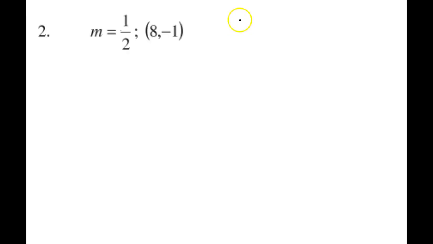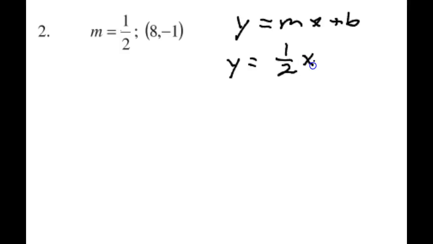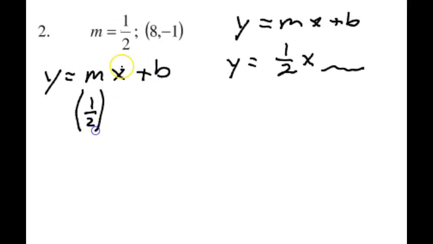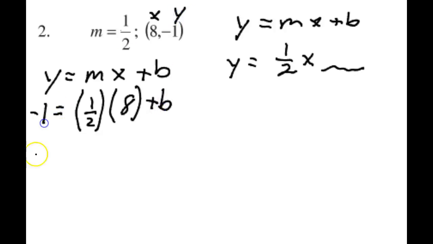Once again, they give us the slope, so to start off with, I'm already halfway there. I know the slope is 1/2, but I don't know my y-intercept. So let's plug everything in. Got y equals mx plus b. M is 1/2. X is 8. Don't know the b. And my y is negative 1. So it's going to be negative 1 equals.